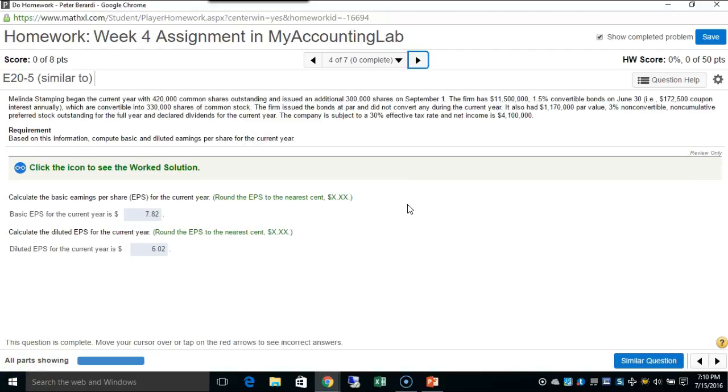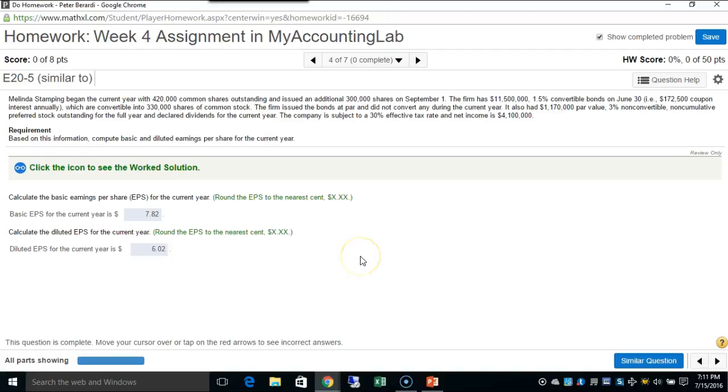The next problem is similar to the one we just did, except the firm has 11,500,000 of 1.5% convertible bonds on June 30th. So the convertible bonds were issued on June 30th. They were not issued prior to that, and they were not part of the beginning balance for the year. Therefore, we have to prorate both the interest and the number of shares, 330,000, to our diluted earnings per share.